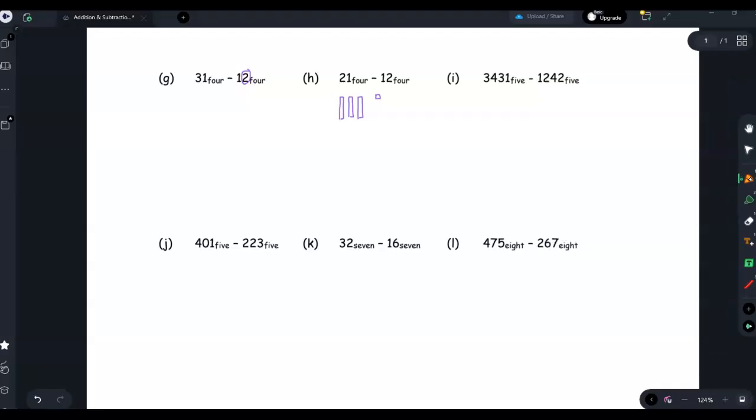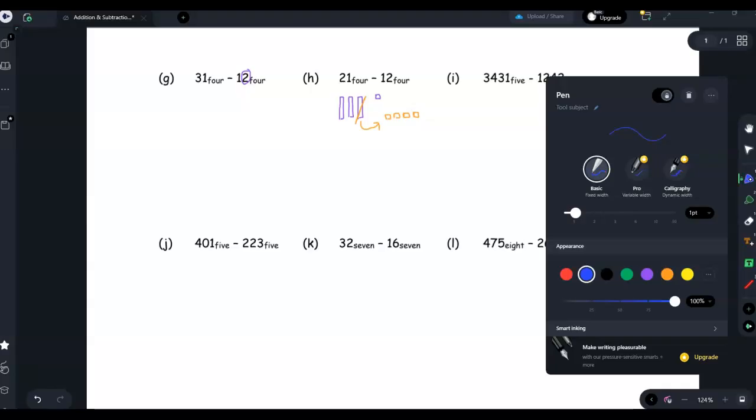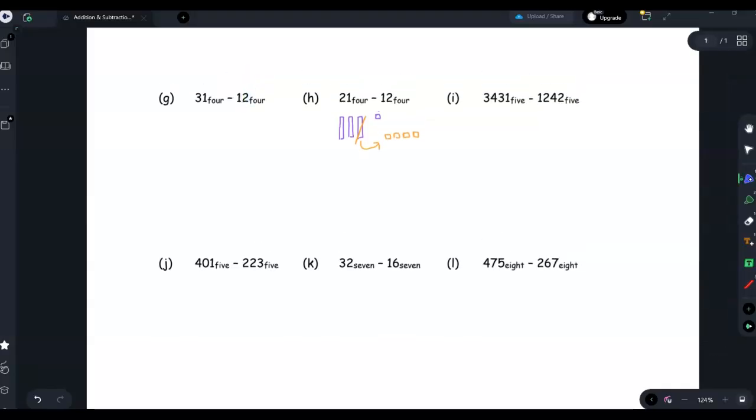So what I would do then is an exchange. I would take one of my rods and exchange that for, if I were in the base 10 system, 10 units, but since I'm in base 4, that is actually only 4 units. So I'm exchanging one of my rods for 4 units. Now I have 5 units. So now there's enough that I could actually get rid of the 2 units from this number, right?